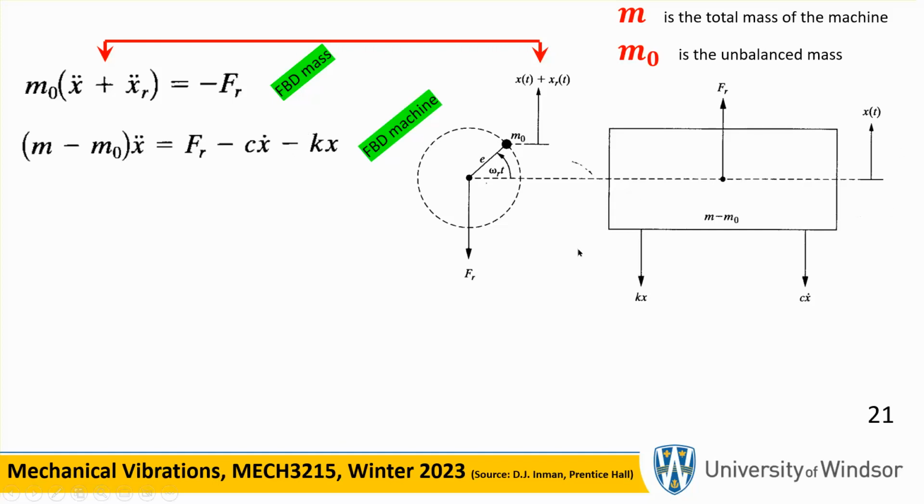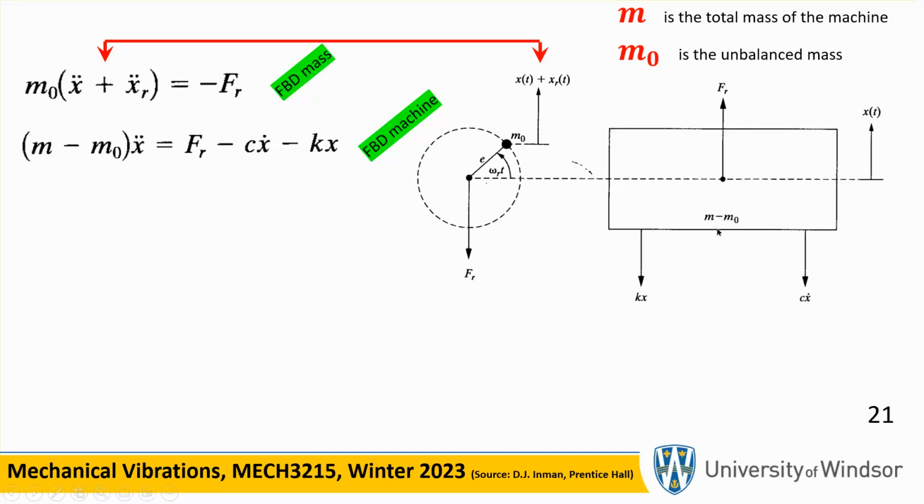Now, if you look at the machine, what are the forces acting there? First of all, this Fr that is acting on m naught, the opposite of it is acting on the block itself, the mass. And there's a spring force and a damping force. Because these bottoms are fixed, this is not a moving base, it's just minus kx and minus c x dot in this direction. So this is the free body diagram of the mass itself.